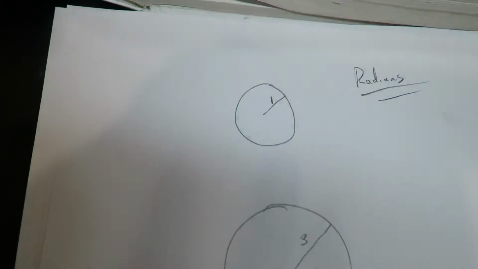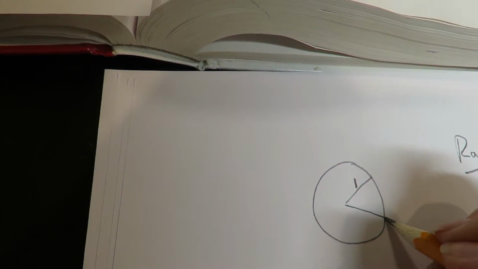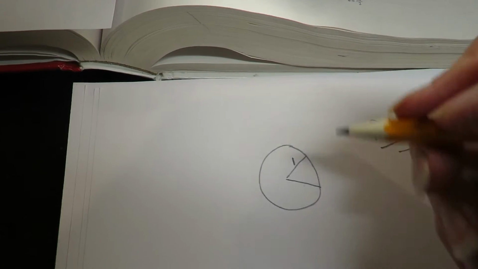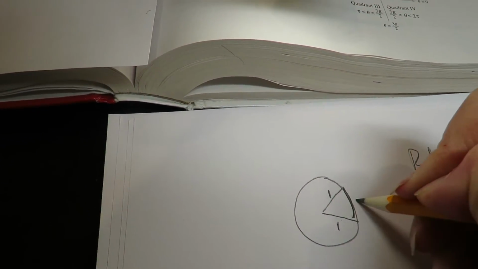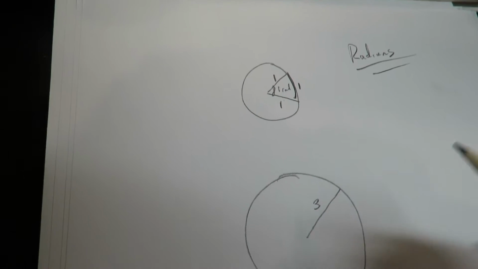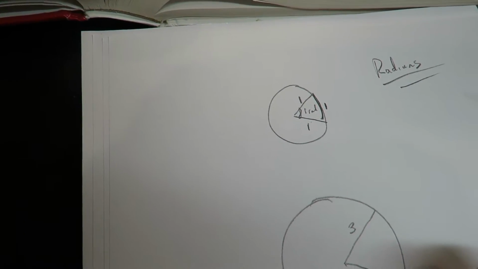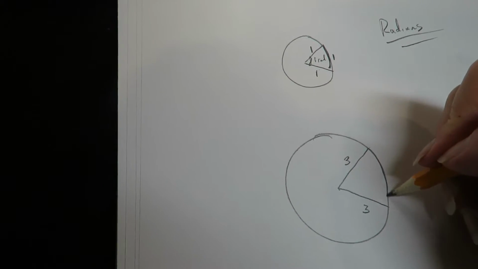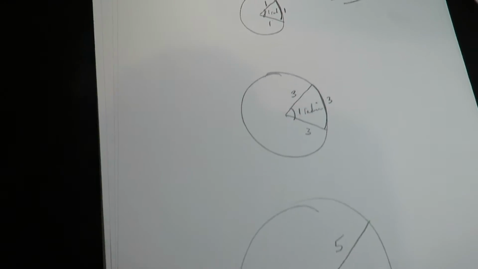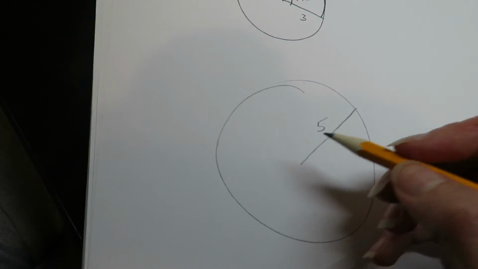So the idea is, if I have a circle of radius 1 and I open an arc length of 1, then that angle in here is considered to be 1 radian. If I have a circle that's radius 3 and I open an arc length of 3, then that's considered to be 1 radian. Are you catching that it's proportional? Right, it's proportional.